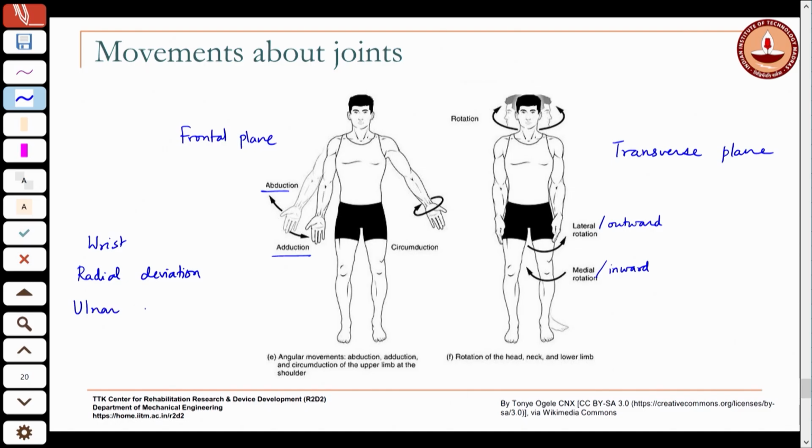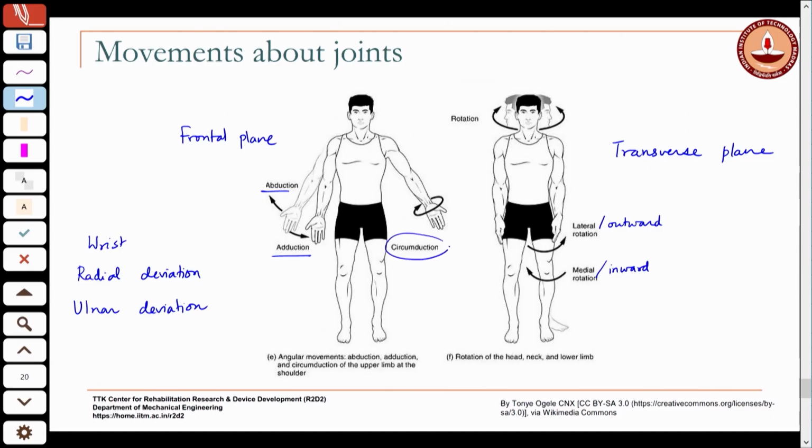Ulnar deviation. Okay. So, radial deviation, ulnar deviation. Now, I can't really rotate my wrist about a longitudinal axis, but I can do this. I can do this. Okay.